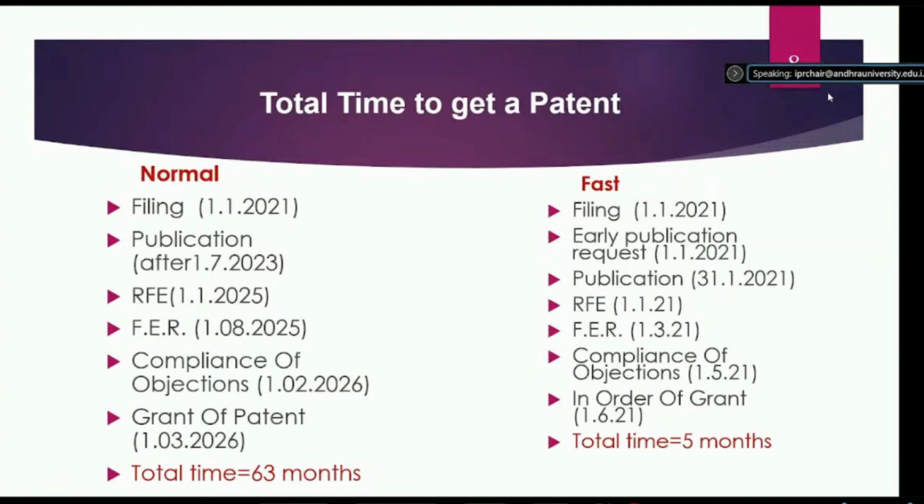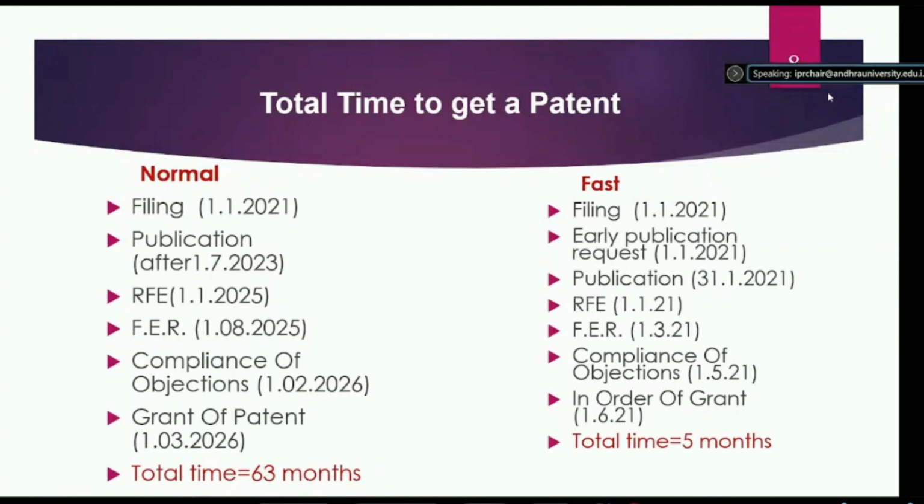Then in the regular route, your first examination report, FER, is the first examination report given by the patent office. You will get it on 1st August 2025, because they generally take 6 months of time. It comes within 6 months, but I'm just showing it like that. So you will get it like that. But on the faster route, your first examination report will come by March 2021.